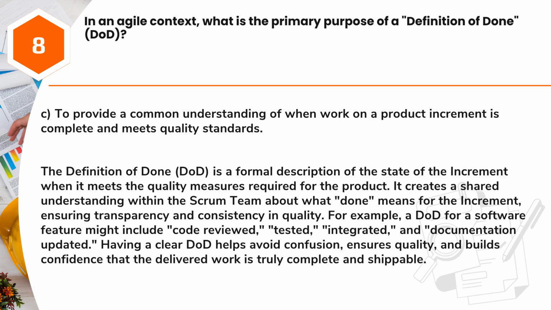Answer: C. To provide a common understanding of when work on a product increment is complete and meets quality standards. The definition of done, DOD, is a formal description of the state of the increment when it meets the quality measures required for the product. It creates a shared understanding within the Scrum team about what done means for the increment, ensuring transparency and consistency in quality. For example, a DOD for a software feature might include code reviewed, tested, integrated, and documentation updated. Having a clear DOD helps avoid confusion, ensures quality, and builds confidence that the delivered work is truly complete and shippable.